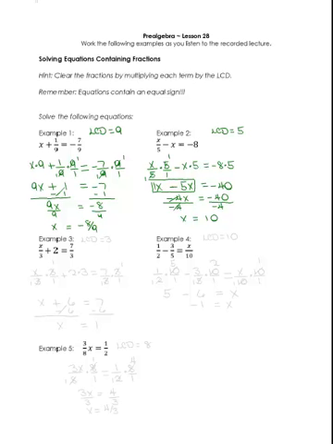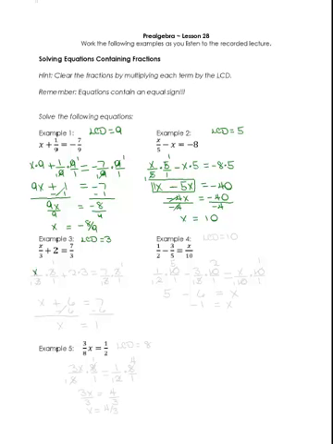Example number 3, and we're going to do 3 more of these. If you're feeling comfortable about them, stop the tape and try these on your own and then check your work. Example number 3 has a least common denominator of 3. We have 2 fractions, both of them with a denominator of 3, so we don't have to think too hard.